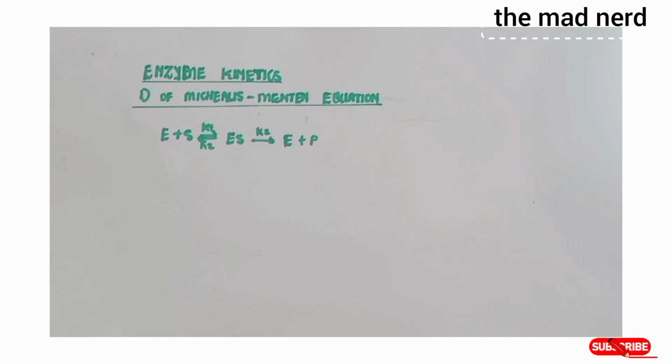So today, anyway, let's get into it. We have here E plus S, where E stands for the enzyme and S stands for the substrate. Then we have that equilibrium there, and we get ES, the enzyme-substrate complex. Then we have a K2, and we produce an enzyme and a product.